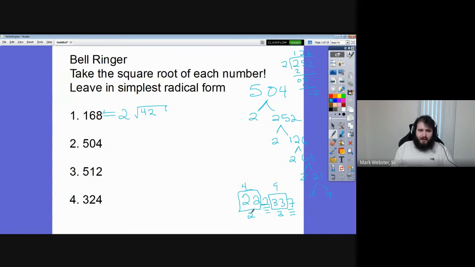So what goes on the outside? 2 times 3. What goes on the inside? These leftovers, 2 and 7, which is 14. And that's that right there. Let's continue on. I want 512.